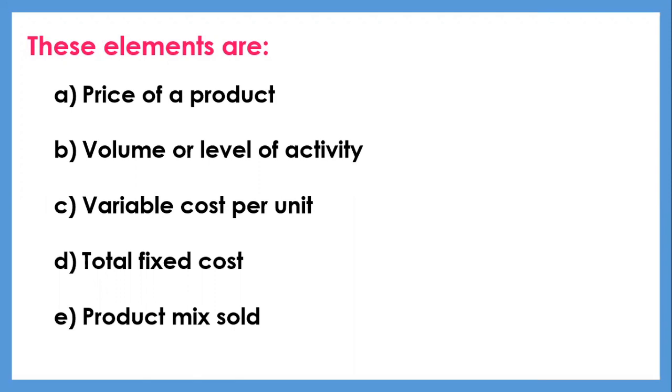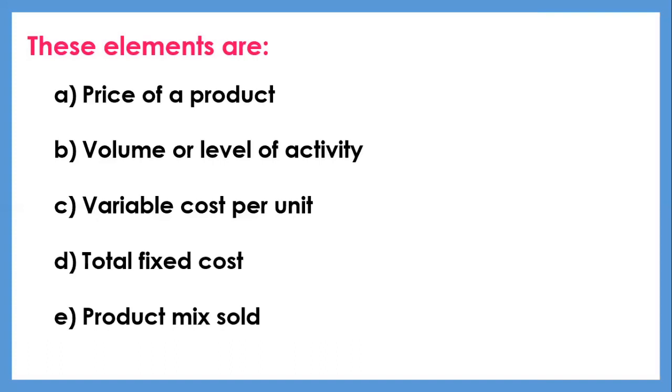And these elements are: first, we have prices of products. Second, we have volume or level of activity. Third, we have variable cost per unit. Fourth, we have total fixed cost. And finally, we have product mix sold.